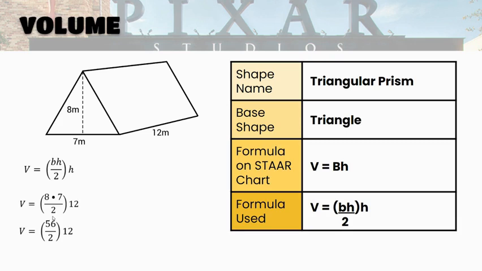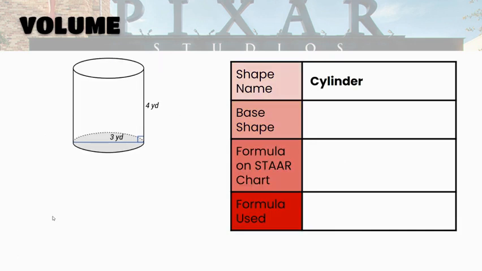8 times 7, because 8 is the height of the triangle, 7 is the base, so I'm multiplying those, and then I'm going to divide that by 2. Well, 8 times 7 is 56. 56 divided by 2 is 28, times the height, which is 12. Our volume is 336 meters cubed.